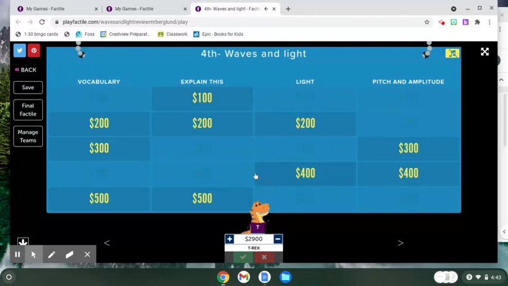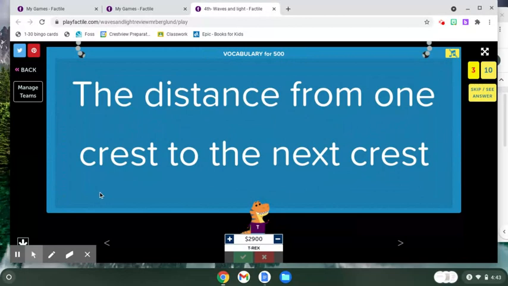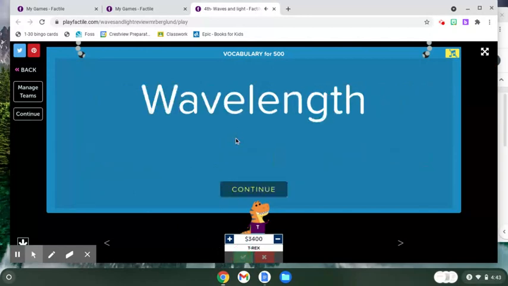Ooh la la. Mr. Berglund, can we have vocabulary for 500? Yes, you can. This is the distance from one crest to the next. It is the wavelength.